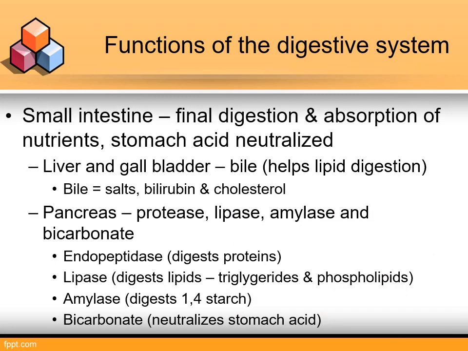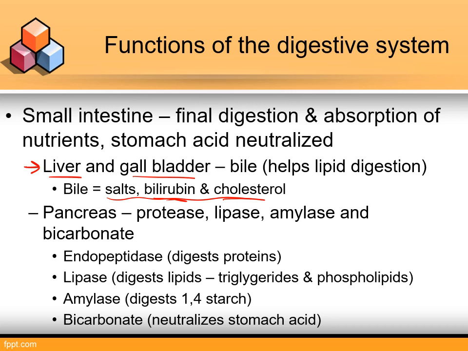A couple little things that help the small intestine do its job. So that liver, as I mentioned before, and the gallbladder: the liver is going to make the bile. The gallbladder is going to store the bile until we need it. Bile is made up of salt and bilirubin, which is formed from the breakdown of hemoglobin, and then some cholesterol. And this is just going to help to emulsify those fats, make it easier for our enzymes to get to them.